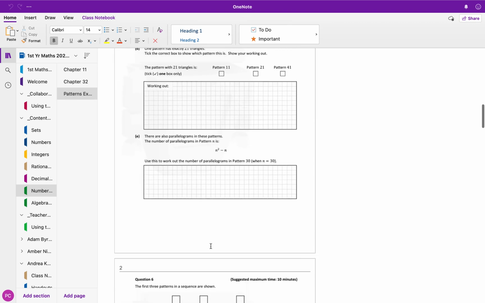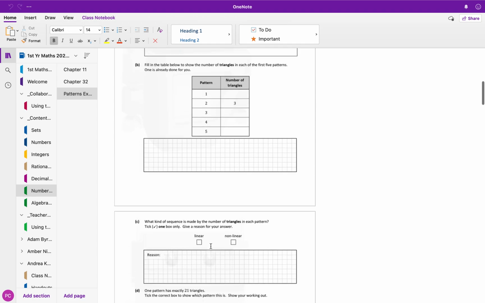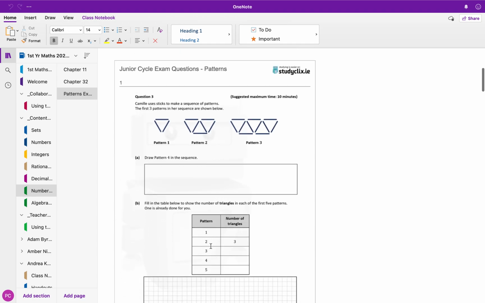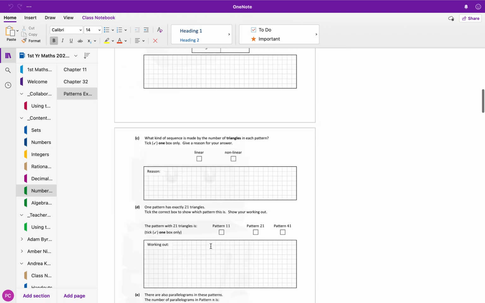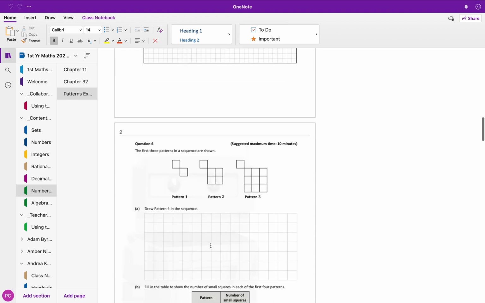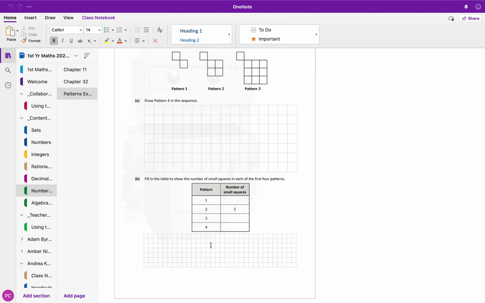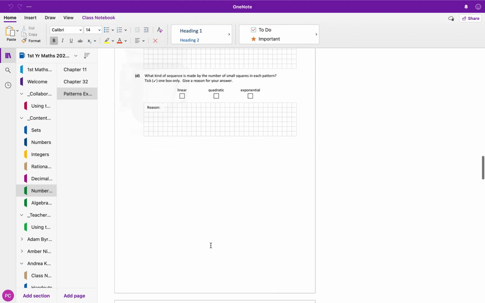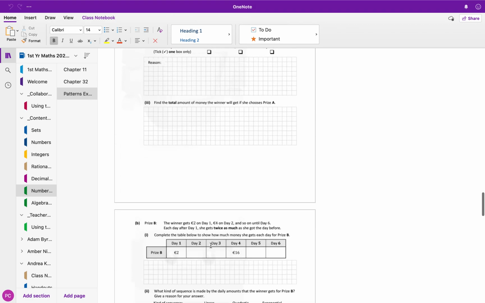But this is great practice, and I think you'll find that you can answer most of these now, even though some of those questions from the textbook were quite difficult. I would imagine that some of you, even though you're first years and these are junior cert questions for someone who's nearly finished third year, I imagine all of you will be able to answer the vast majority of these questions.